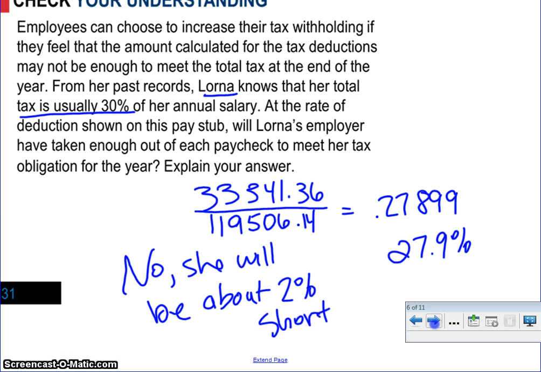So she's going to want to increase her deductions on each paycheck so that she won't owe a huge amount at tax time.